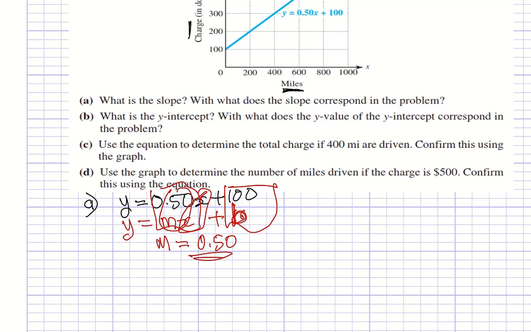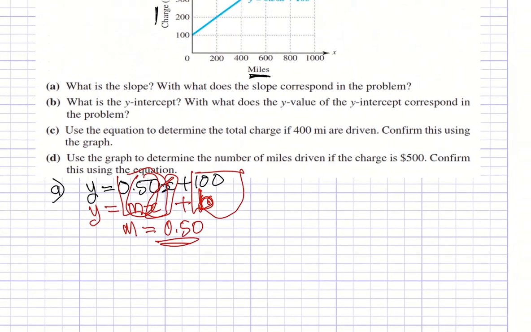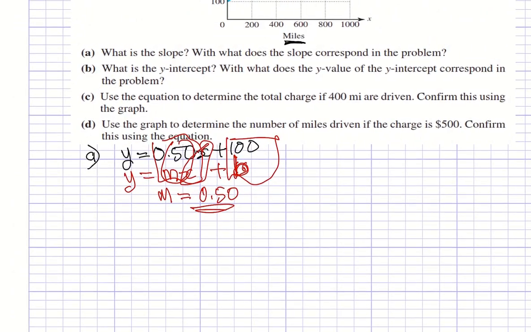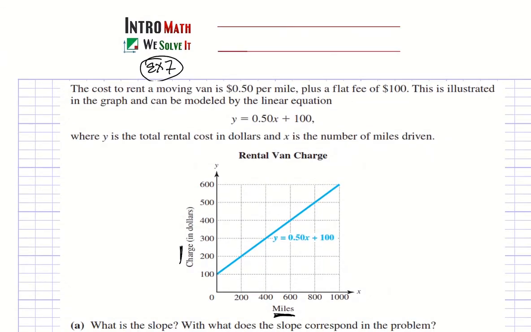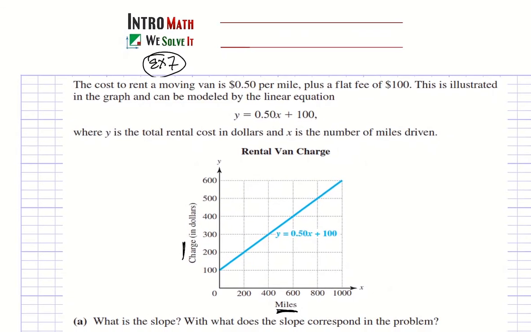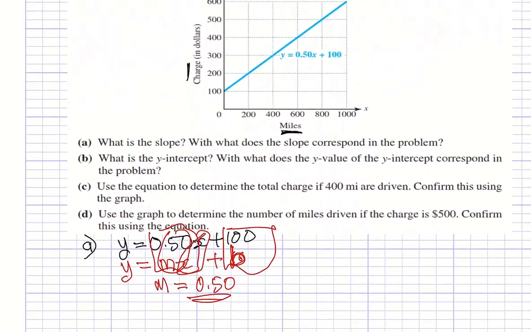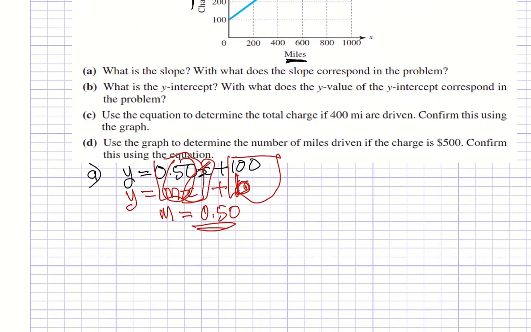We have to be careful because I have to conserve space. That thing is long and I don't want to run out of space. So, what does the slope correspond to in the problem? When they ask that, they just want you to interpret the slope. What does the slope mean? The slope has a meaning in the context of the problem. Here, the slope is the cost per mile of renting the van.